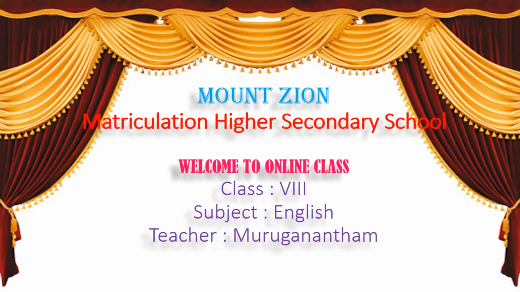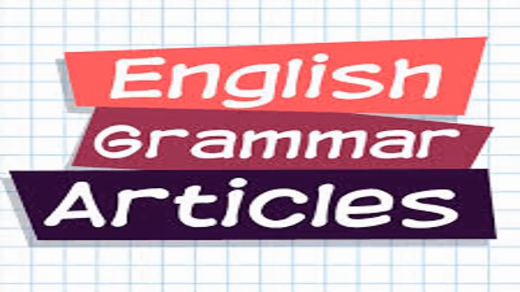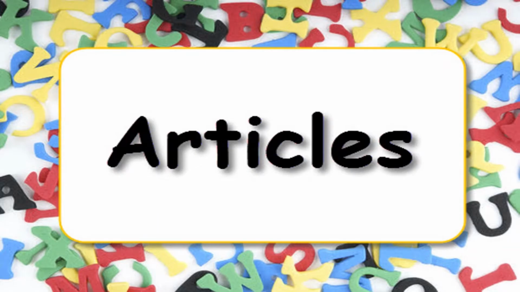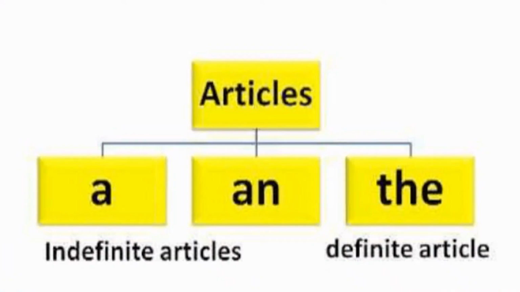In this video, we are going to see the grammar part. English grammar, articles. So what are articles? Articles can be divided into two types. One is definite article, another one is indefinite articles. A and an can be used only with the singular, so that's called the indefinite articles. The can be used for both singular and plural. That is called the definite article.